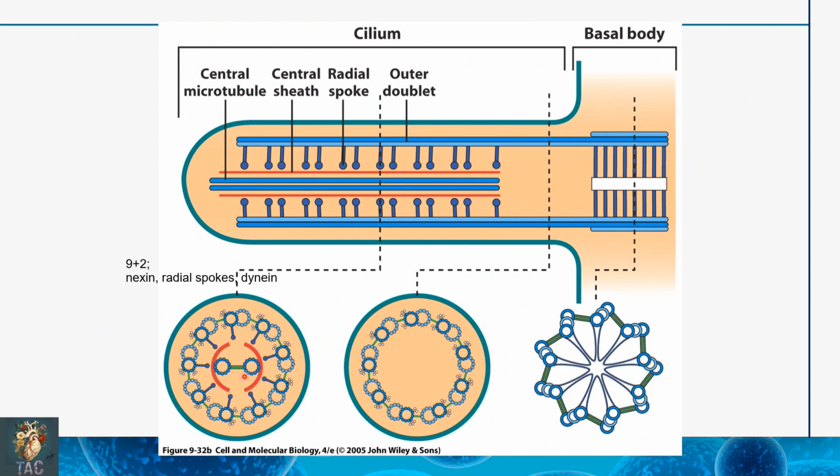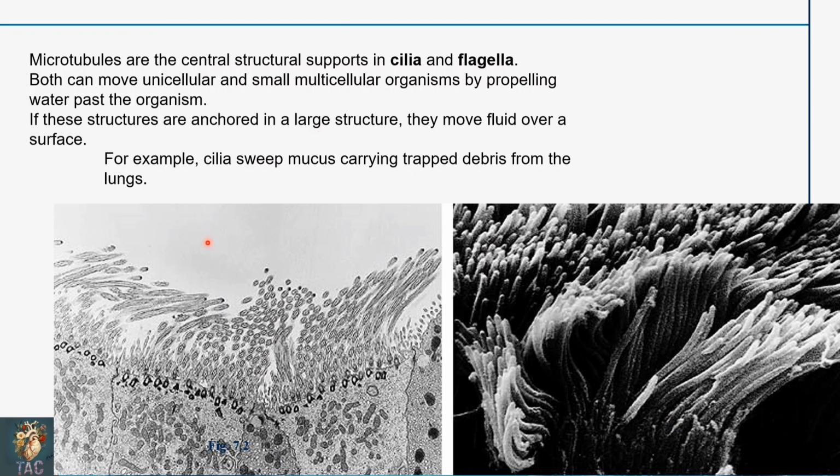So you must remember these 9 doublets which are present at the periphery, they arise from the basal body, which also arises itself from the centriole, while the 2 tubules which are present in the center, they arise de novo. So microtubules are the central structural support in cilia and flagella.